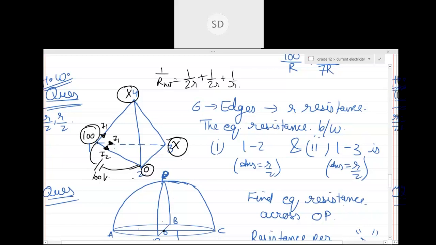Then can you see two different paths? If I want to go from 1 to 2, I can follow the path 142 and I can follow the path 132. Since the paths were identical, hence in these two paths the current will divide equally. So can you see I1, I1 and here it will be I2, right? So I2 current will come over here and I1, I1 current will go over there. So what will happen now?